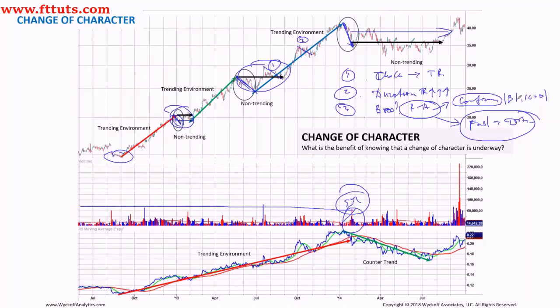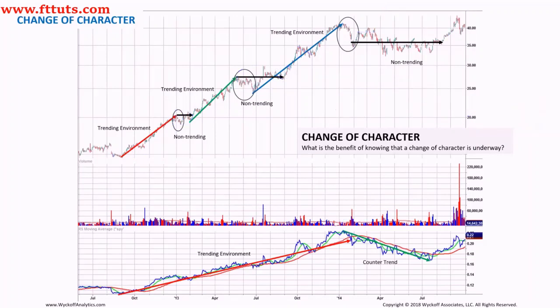Okay. Well, hopefully this is simple and understandable in terms of the first major concept that we want to work with. Change of character, again, is an extremely important concept, and that's why I'm teaching this concept first. I did not even talk about, let's say, accumulation or distribution in general.